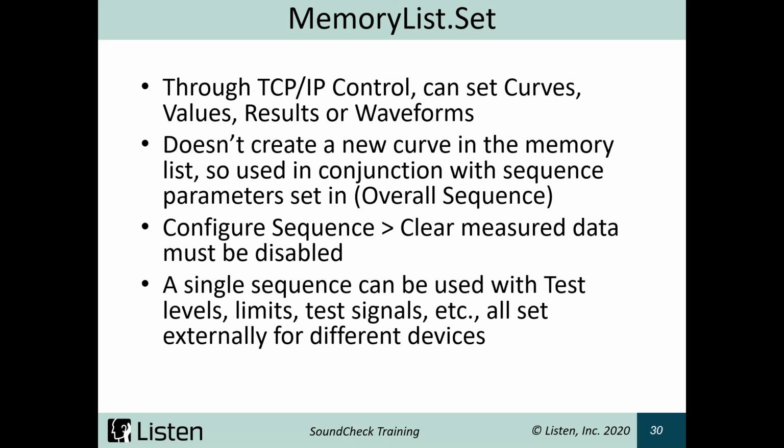There already must be a placeholder that exists, usually used in conjunction with sequence parameters set in overall sequence. When we're configuring the overall sequence, another thing to keep in mind is that clear measured data must be disabled when the sequence runs. If not, we're setting these values externally, the sequence runs, it clears all our memory list data, and we get blank values. So in configure sequence, make sure we disable clear measured data.